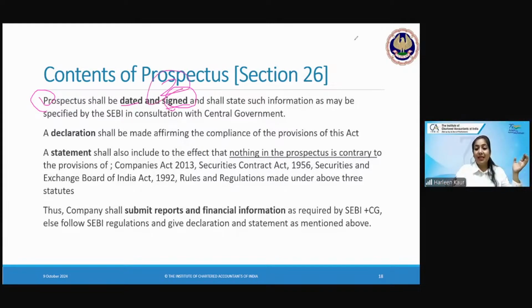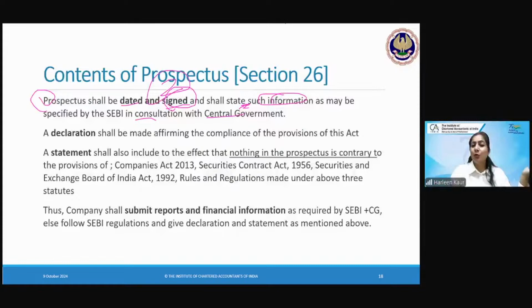Number 2, it shall be signed by all the directors and state such information which SEBI in consultation with the Central Government requires. So whatever rules and regulations the Securities and Exchange Board of India has given, which you are asked to specify in consultation with the Central Government, all that material should be included in your prospectus. They have not told you what all. They have only told you all the information which SEBI in consultation with the Central Government requires.